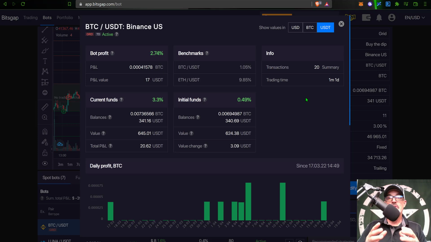So I think that pretty much wraps it up. I just wanted to give you all a quick update on how the Buy the Dip grid bot was actually performing.